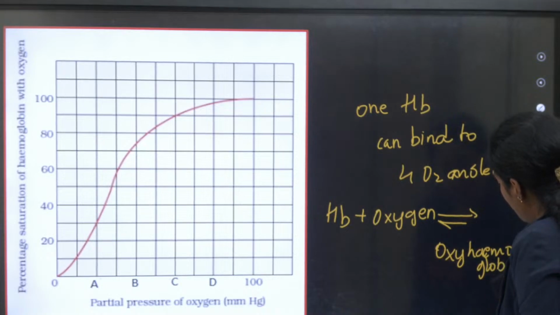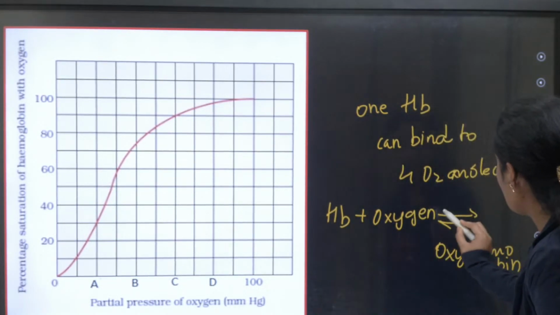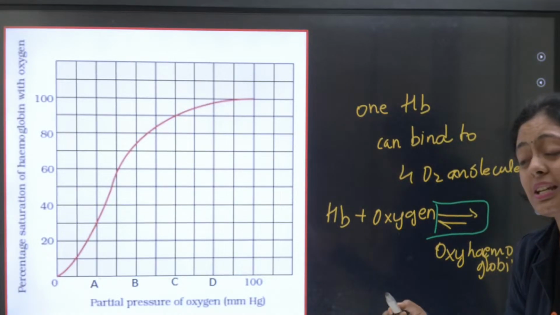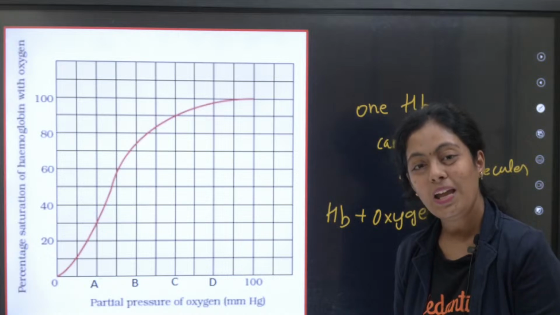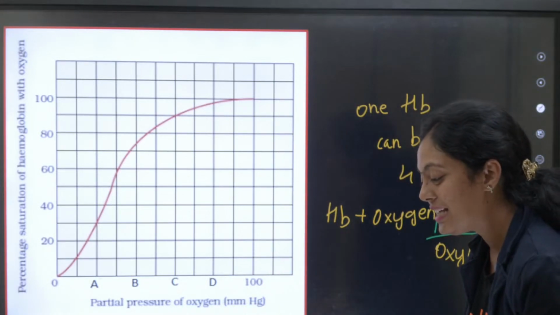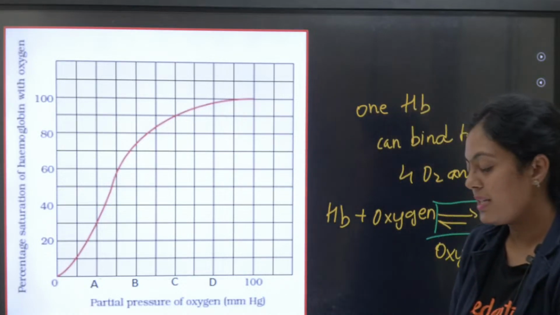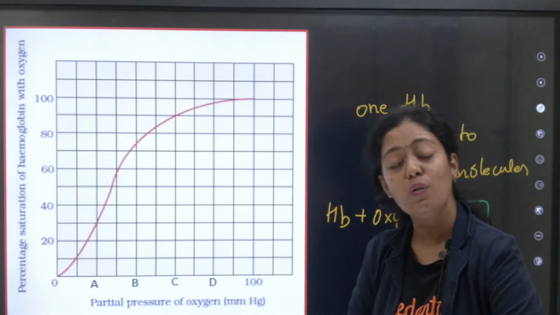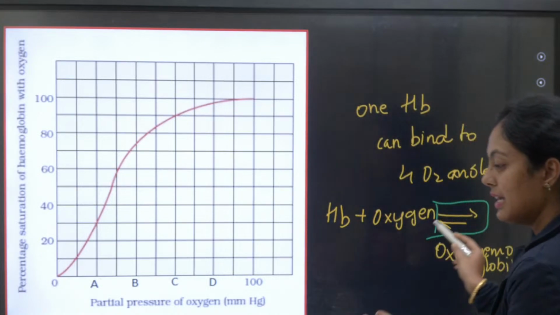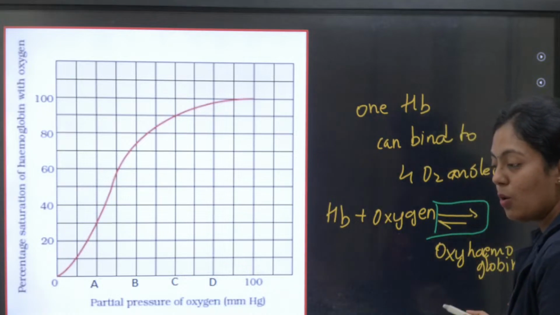Ma'am, why have you given a reversible reaction symbol here? Can anyone tell me why I have written this reversible reaction sign here? Because in tissues it gets dissociated. In blood, in the alveoli, it gets associated. In tissues it gets dissociated. Yes, 4 is the maximum. One hemoglobin can bind to 4 oxygen molecules alone. Understood why I have drawn a reversible sign here? Any doubts? Can we now continue?